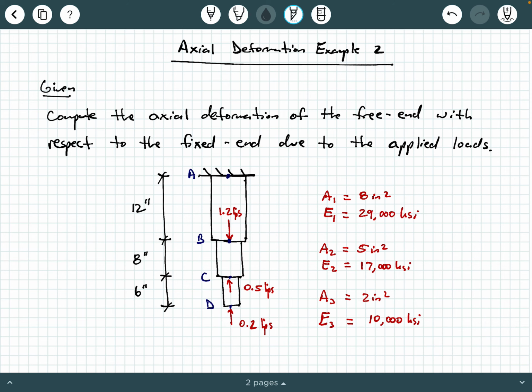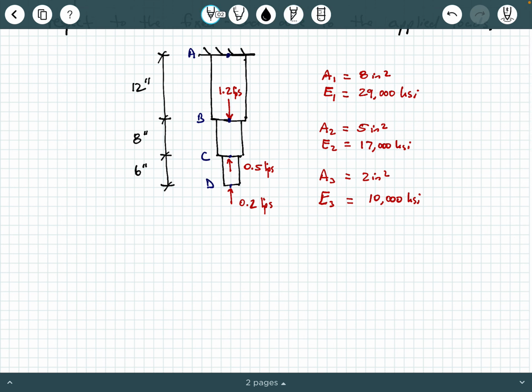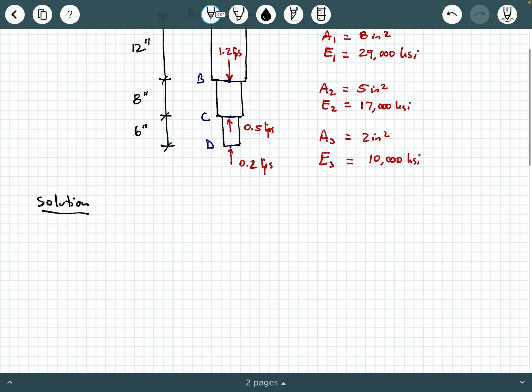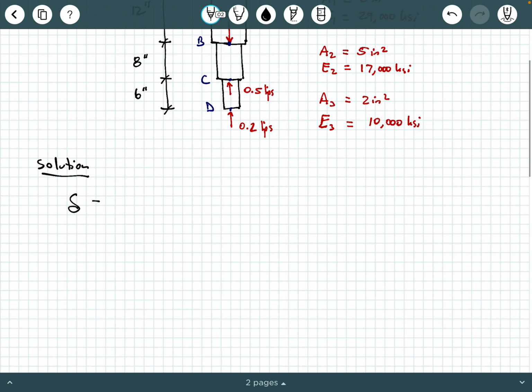So let's go ahead, maybe pause the video, write this down, and make sure you know what you're looking at, all right? And we can go ahead and start with our solution. Since this is a segmented axially loaded system, we know we're going to need to use the summation version of this equation. And not only that, but we're going to have a summation of constant values, okay? So we're going to say summation from i equals 1 to 3, and we're using 3 because we have 3 segments, of P L over A E sub i, okay?